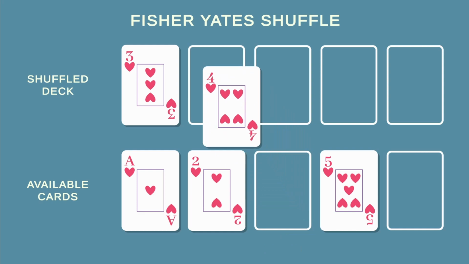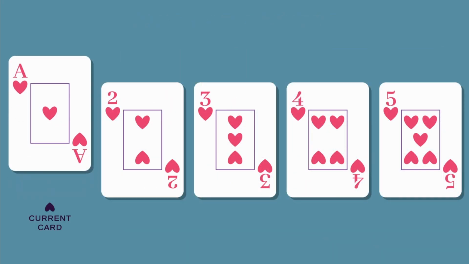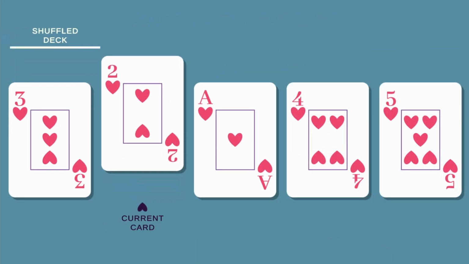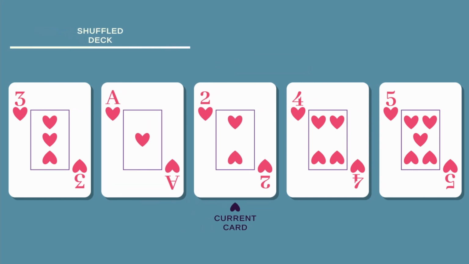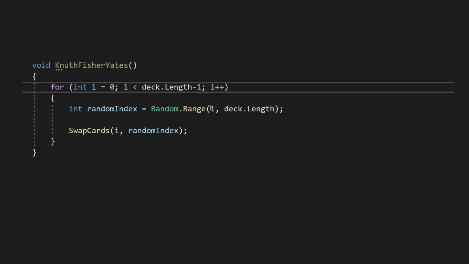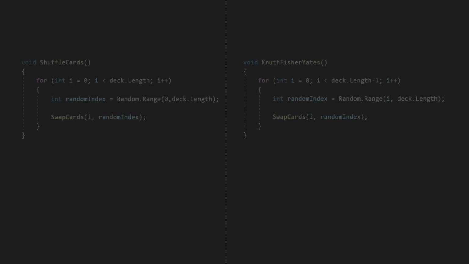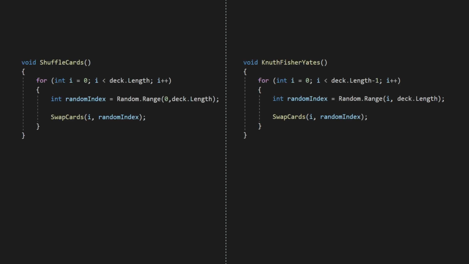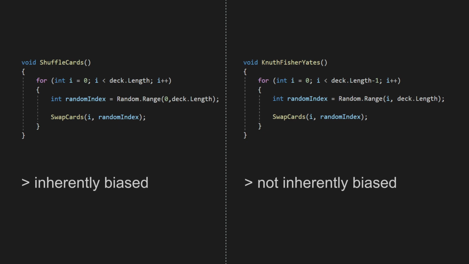What we can do is use only one array and keep track of how much of it has been shuffled, so that we don't shuffle that part again. This is known as the Knuth Fisher-Yates algorithm, and here's how to implement it. Notice that the last index can only swap with itself, so we can stop at the second to last index. If we were to look at the first algorithm and this one, we can see that they are very similar, but one of them is inherently biased, and the other is not.